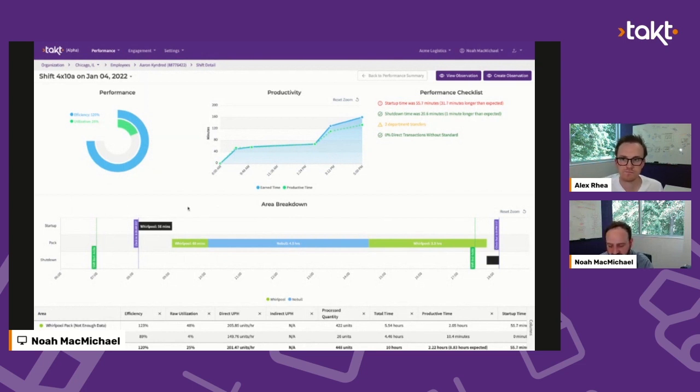And then the allocated time comes in where you can see, based on the actual activities and functions that the employee is performing, Takt will switch you from one customer to another. So in this case, the employee was doing some Whirlpool goods pack, then switched to Noble, and then went back to Whirlpool, really to end the day here.